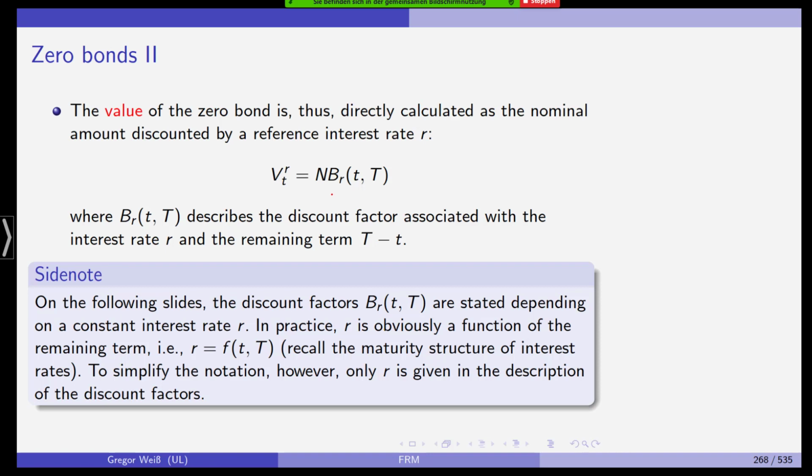Now, as you can see here, this is B_R from small t to capital T. This is the discount factor associated with the interest rate R and the remaining term capital T minus small t. On a side note, you will see that the discount factors are not written as something like this. They are written as B_R from small t to capital T. There's a reason why I denoted the discount factors like this. This is the usual way it is done in financial mathematics.